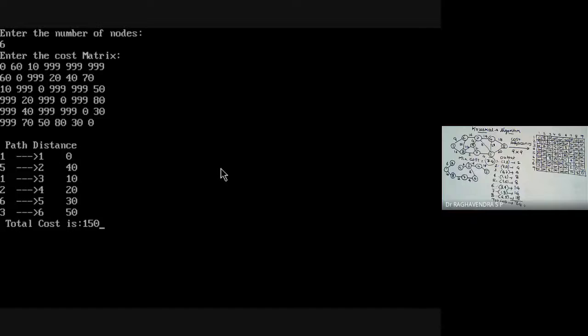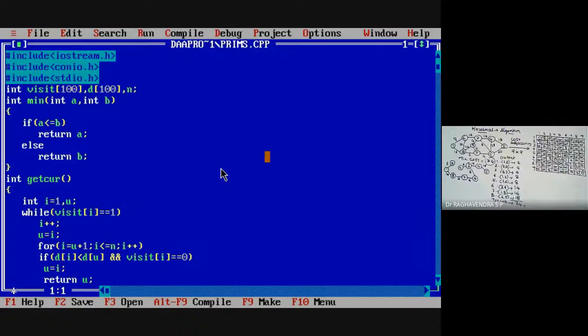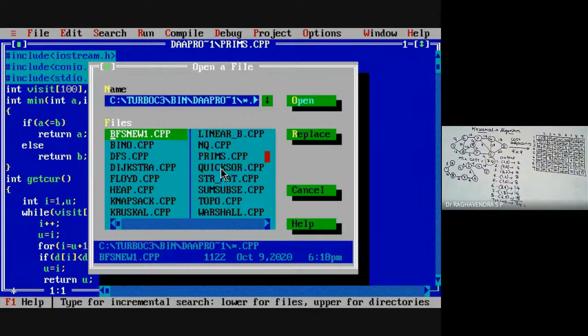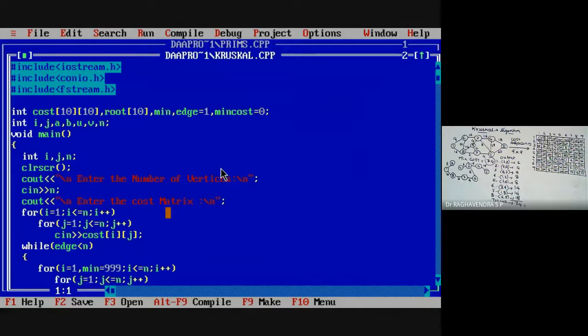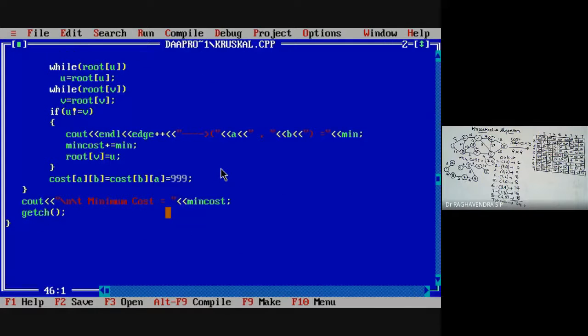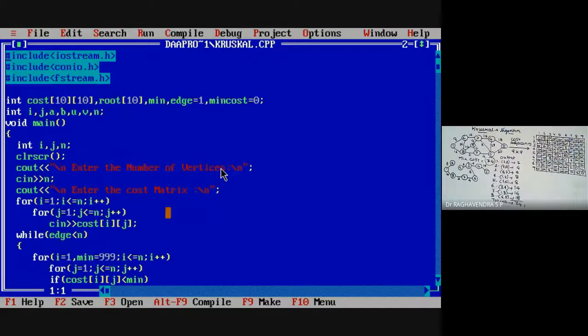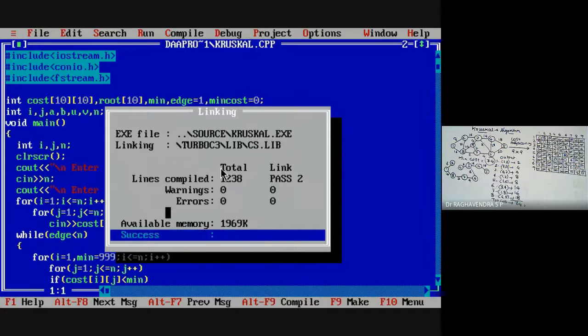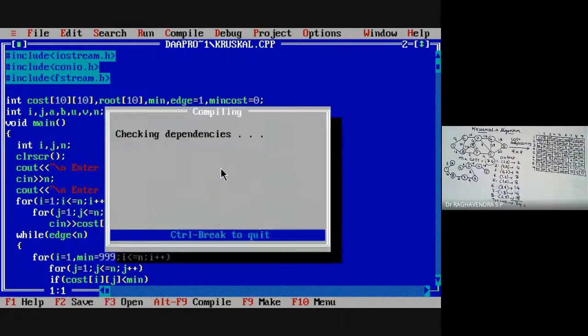Okay, if you are confident, we shall go for Kruskal. Shall we? Yes, sir. Now you take Kruskal's algorithm. So this is Kruskal's algorithm. It is also used to find out the minimum spanning tree. So I'm going to compile this. Now I'm going to execute this.